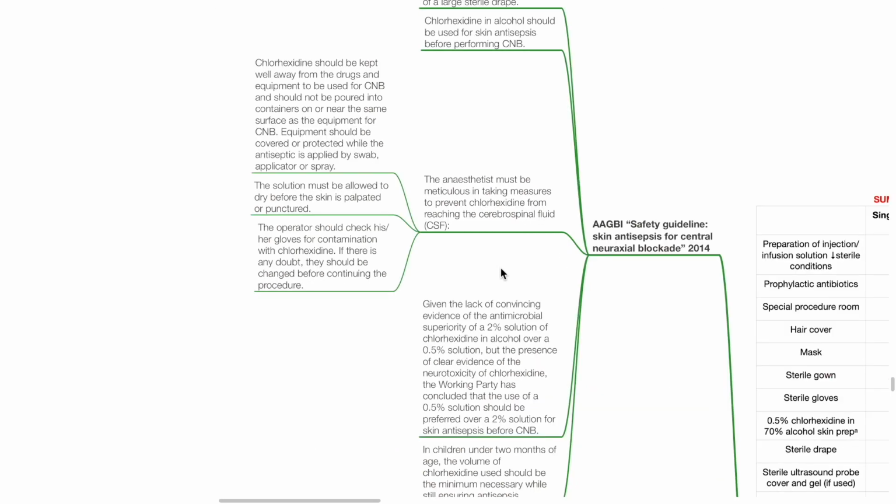The anesthetist must be meticulous in taking measures to prevent chlorhexidine from reaching the CSF. Chlorhexidine should be kept well away from the drugs and equipment to be used for neuraxial block and should not be poured into containers on or near the same surface as the equipment for neuraxial block. Equipment should be covered or protected while the antiseptic is applied by the swab, applicator or spray. The solution must be allowed to dry before the skin is palpated or punctured. The operator should check his or her glove for contamination with chlorhexidine. If there is any doubt, they should change before continuing with the procedure.